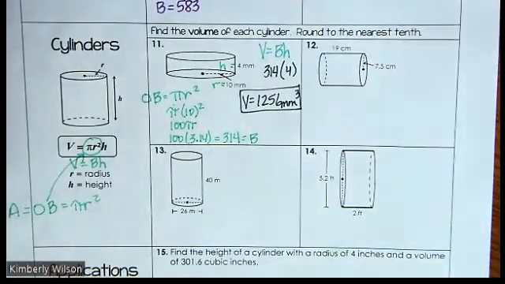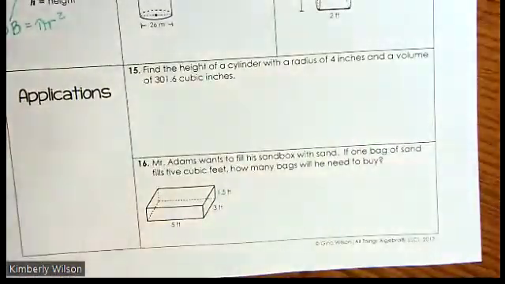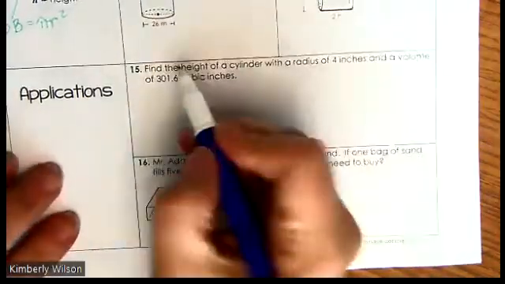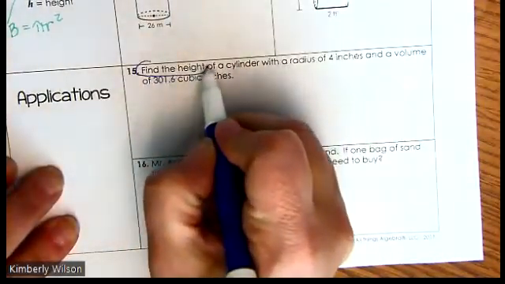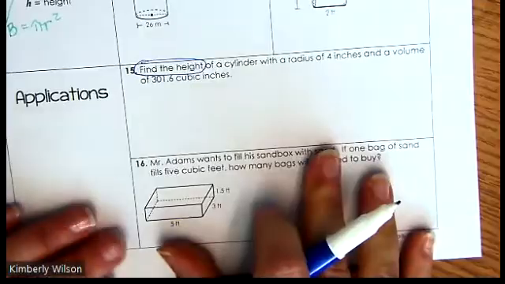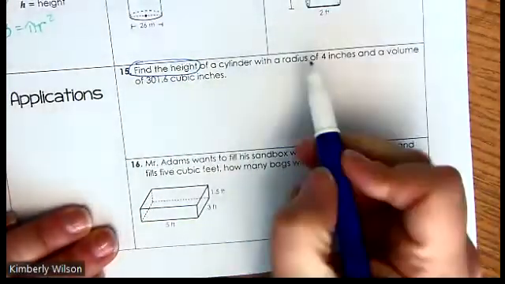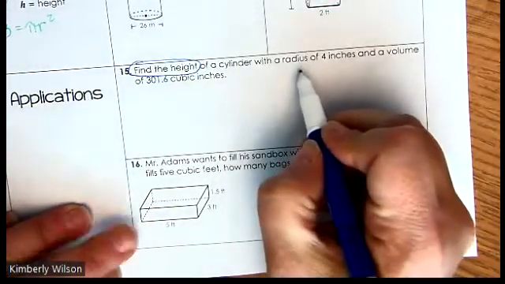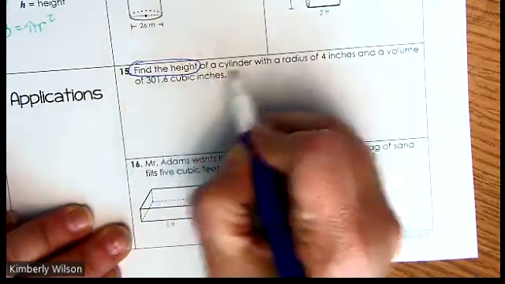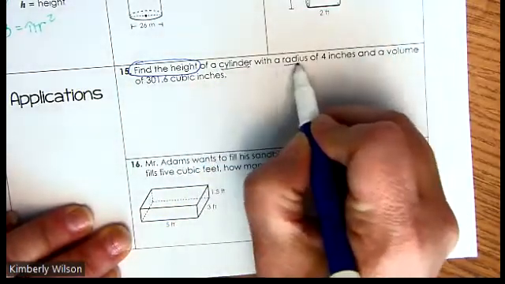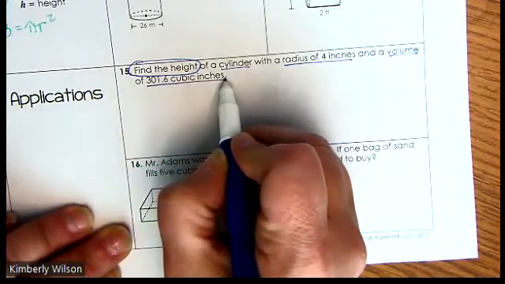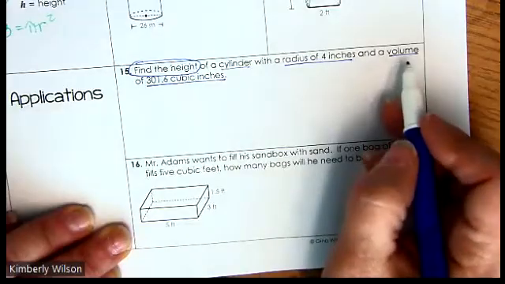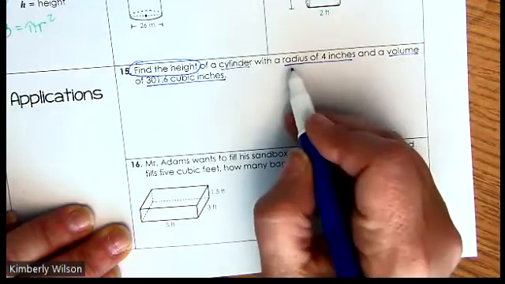Okay, let's look at a word problem now. Number 15. It wants us to find the height. Notice I'm circling what I'm looking for, and I will underline important information. You need to start doing this habit when we come to word problems because things are getting more difficult. So we have to find the height of a cylinder with a radius of 4 inches and a volume of 301.6. Okay, so I've got volume information and I've got radius.